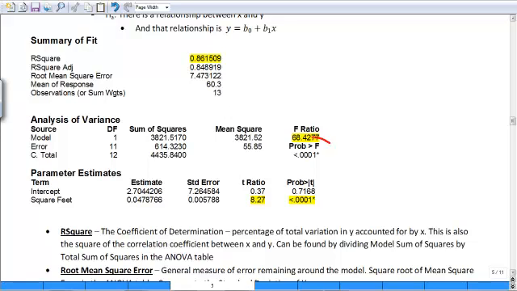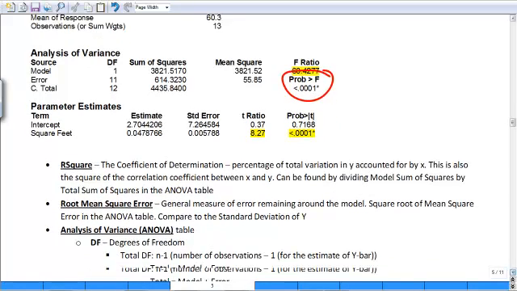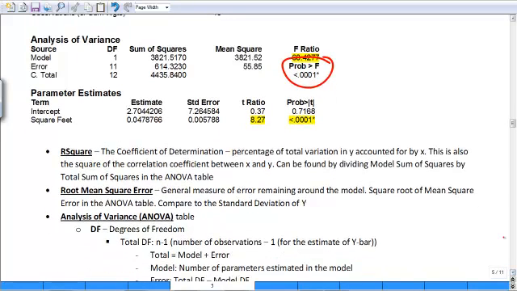Fortunately, JMP gives us a p-value for that, and that p-value is very small, meaning that this F ratio is significantly different than what we would see under the null hypothesis. So given that, we reject the null hypothesis. Now let's take a look at exactly what's in this analysis of variance table. Row by row, we've got model, error, and total.